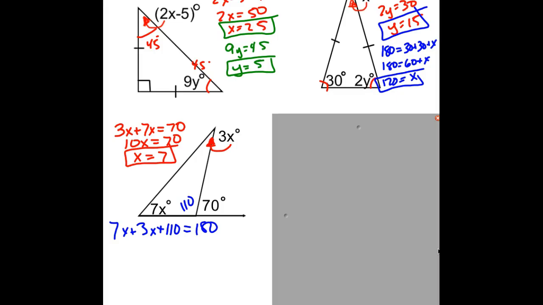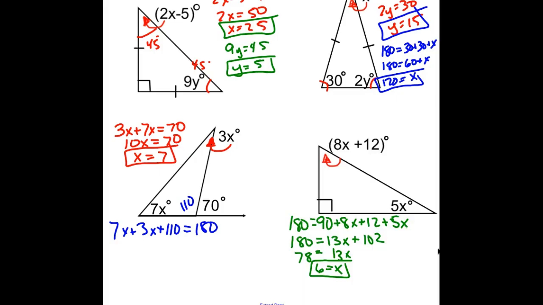And then this last one, I said, well, all three angles must add up to 180. So that's what I wrote in this first line, and then I started to simplify from there and got x to be equal to 6. Okay? So those are your missing measures of angles, finding these variables. But it also says to find the measure of the labeled angles.